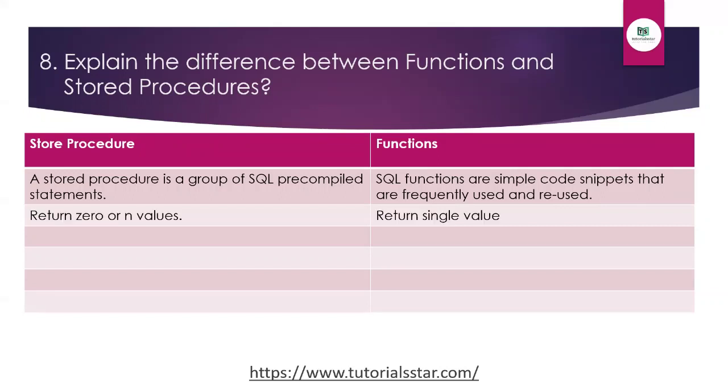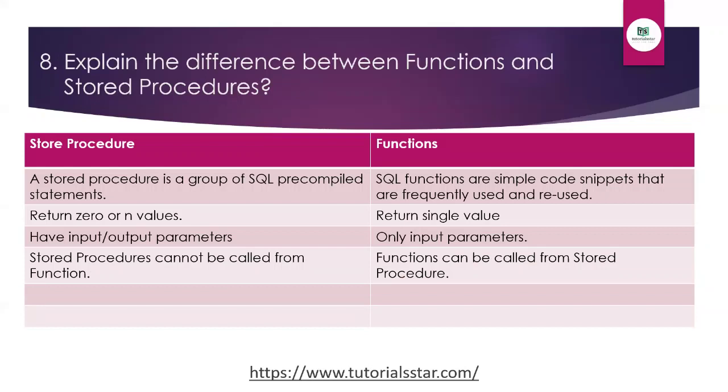Next, a stored procedure can return zero or any number of values, whereas a function must return a single value. It means we can return multiple values from the stored procedure, whereas we can't return multiple values from the function. Next, a stored procedure can have input and output parameters, whereas a function can have only input parameters. So you can't use an output parameter in the function. A stored procedure cannot be called from a function, whereas a function can be called from a stored procedure.